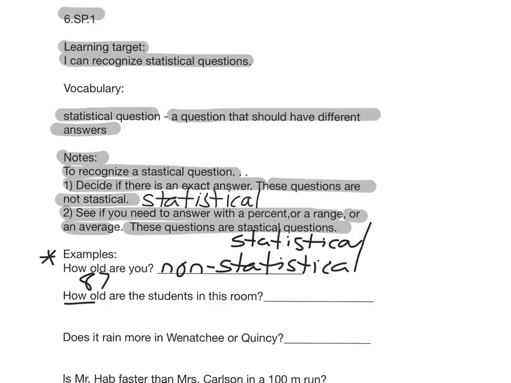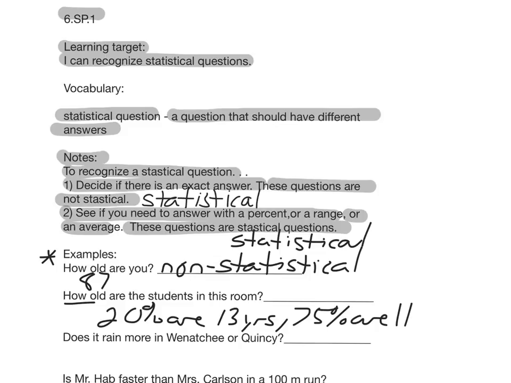Okay, how old are the students in this room? Can you give an exact answer? No. You would have to say something like 20% are 13 years old. I don't think that's true. Maybe, no, not 80, maybe 75% of the students in this room are 11, and so on. You're going to have to use statistics to answer that question, so it is a statistical question.